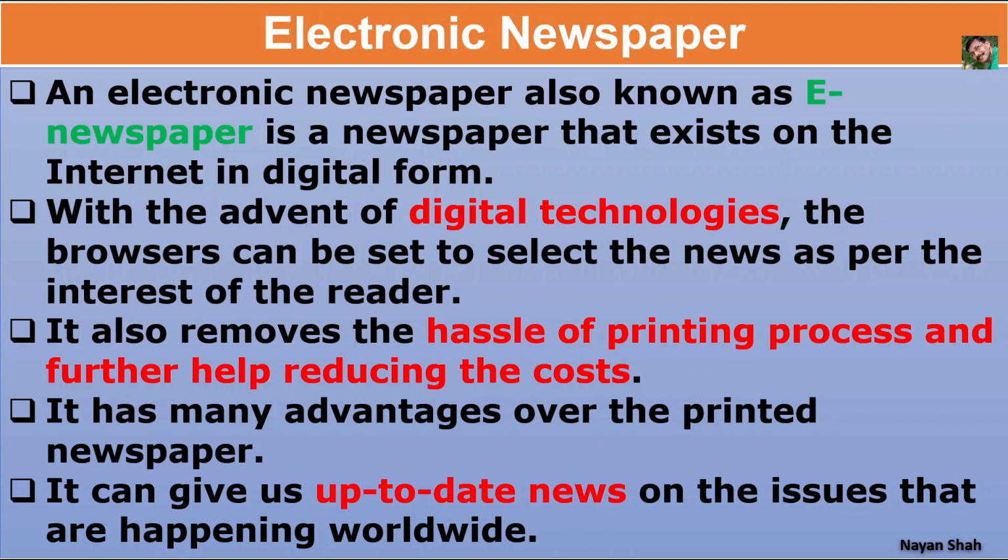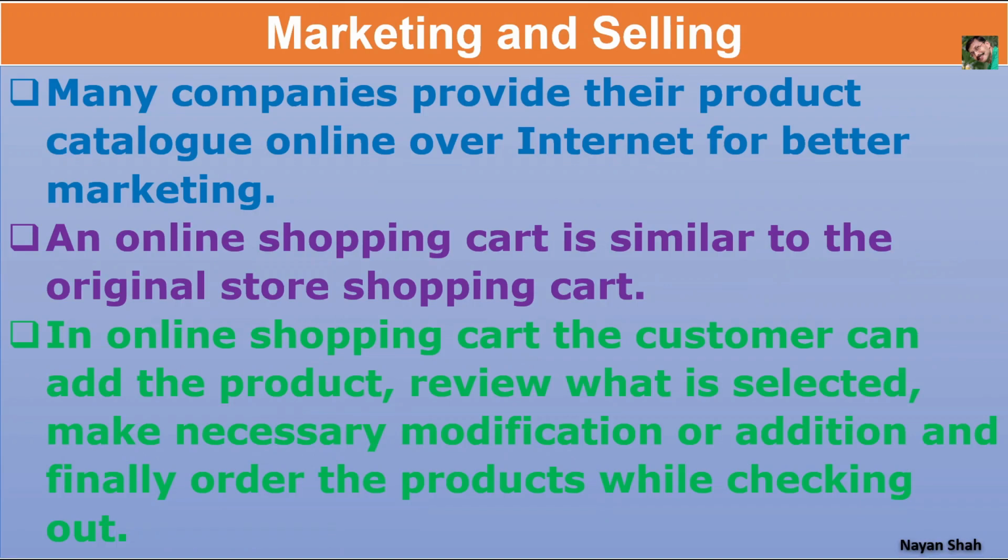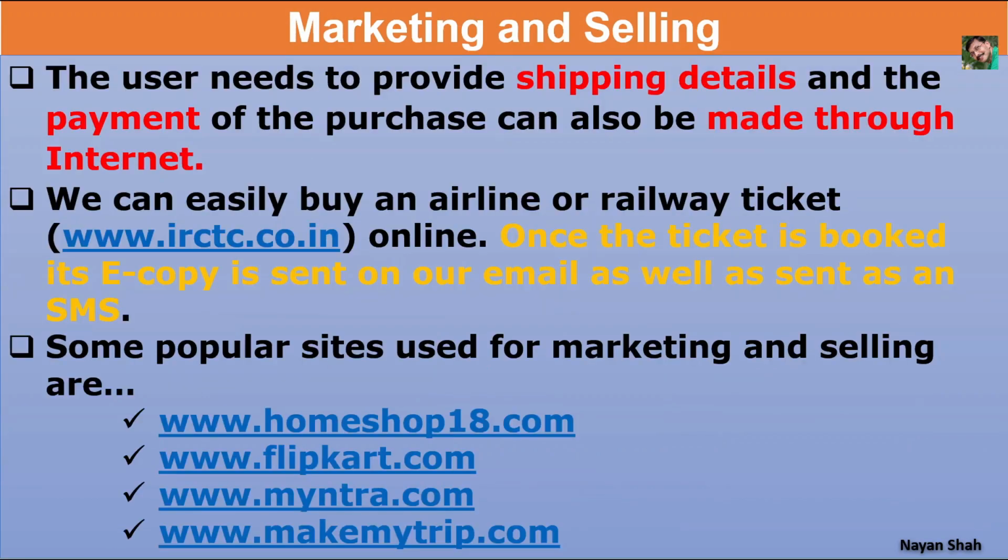For e-newspaper, we also discussed what are the advantages of e-newspaper. Online auction also, there are four examples given for the website of online auction, and you know what is an auction website. Marketing and selling we also discussed, and in marketing and selling we also saw what is a shopping cart, what can be done with the shopping cart, and then how payment is made. We also saw different websites for marketing and selling, that is www.irctc.co.in and the other websites.